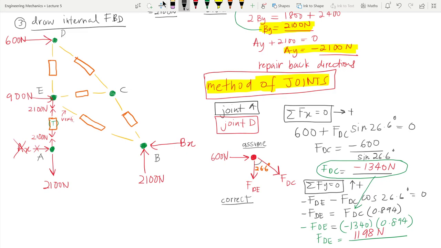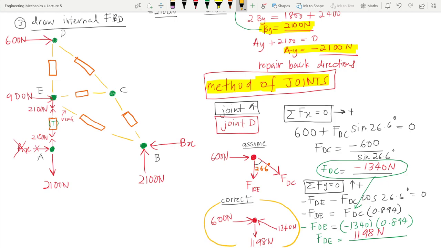Correct. So the correct version would be, let's look at the joint. This is your joint again. 600 to the right is correct, no problem. FDE going down, it's 1198 Newton, no problem. Only thing that we have to change is FDC. Reverse the direction of FDC. Now it becomes 1340 Newton. So this is actually the correct one.